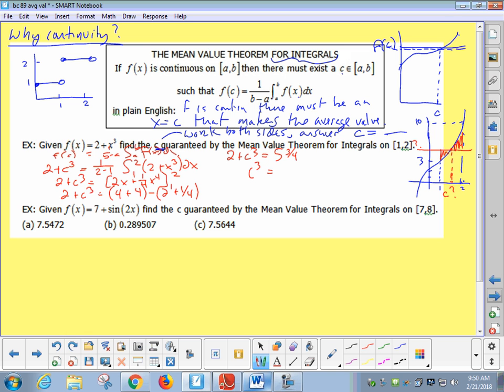15/4. So c is the cube root of 15/4, or I guess the cube root of 3 3/4. Cube root of 1 is 1. Cube root of 8 is 2. So is our answer between 1 and 2? Yeah, it's in there. It's where it should be.